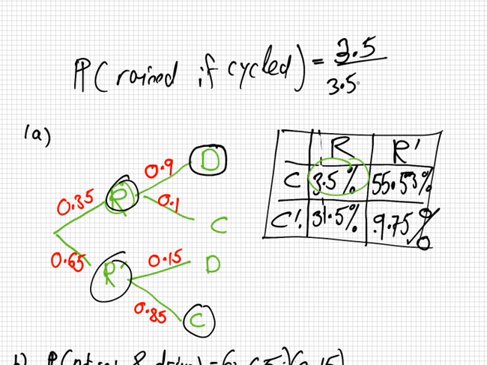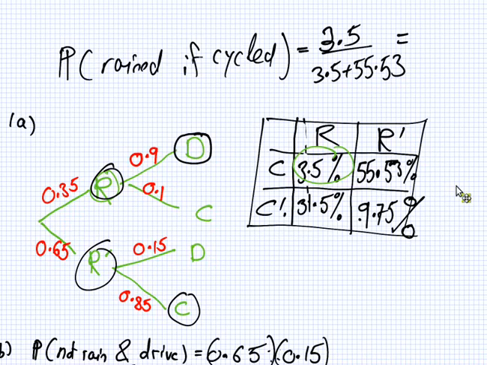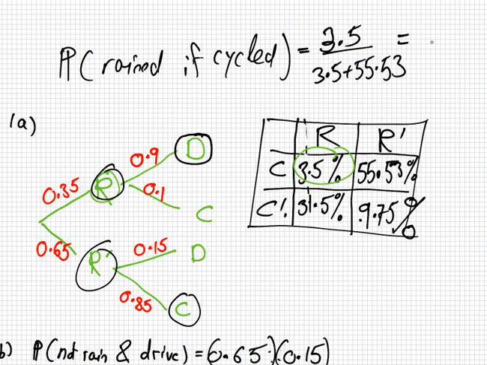I'm doing something wrong here, sorry. Maybe it is 9.75. Well, you know what? Let's just check it from the tree to make sure. So, let's do this one up the top. Rain and cycle. So that's this one and this one. So 0.35 multiplied by 0.1 is 0.035, so it'll be 3.5%.